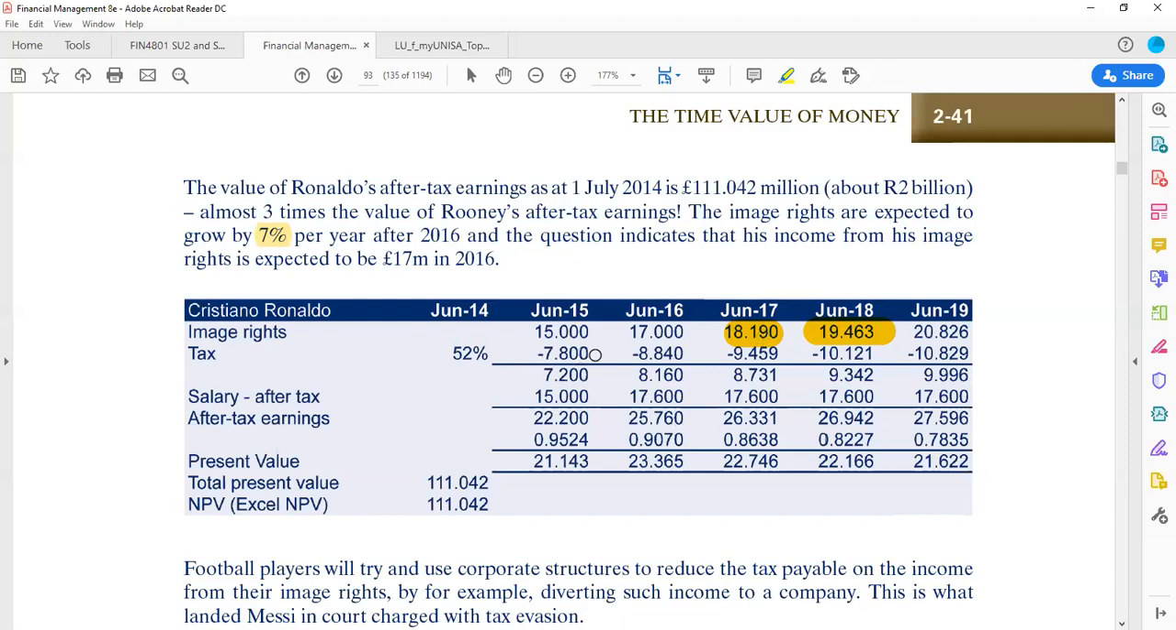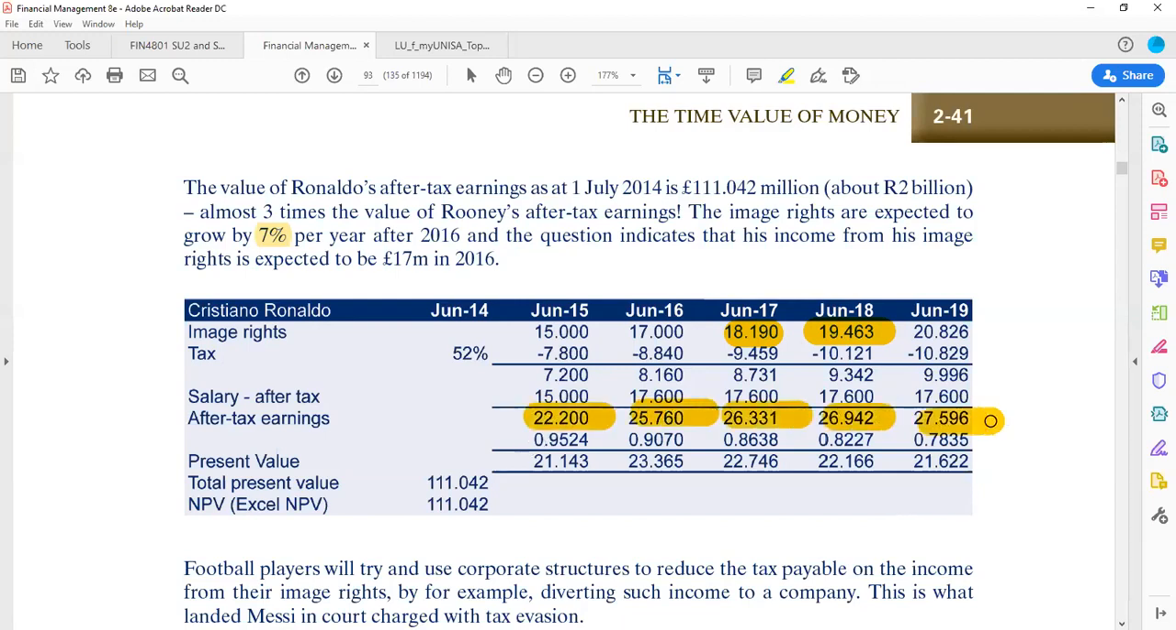we remove tax. We were told that the tax for where Cristiano Ronaldo is 52%. 52% of these amounts, we get these values. And then this is the salary after tax. And then we get the after tax earnings of these amounts. And then we wanted to find the present value of these amounts.